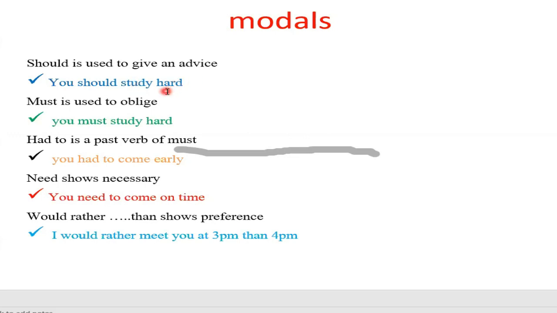I can say for Eden, if Eden is my secretary, for example, you should come on time. When I say like this, and when I say, Eden, you must come on time, do these sentences have the same meaning? No, totally, they are not the same. Because when I use must, I'm a bit angry, I'm furious, because she did it many times.